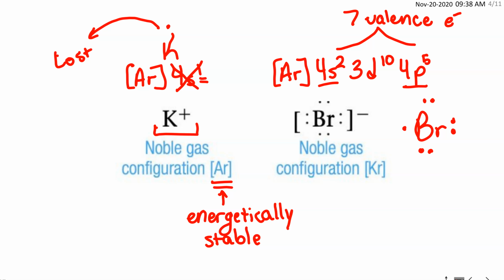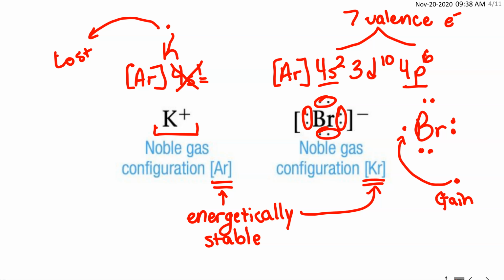Now bromine is the other way. Bromine is very close to looking like a noble gas. It's only one element away from a noble gas. So it's going to gain an electron from somewhere so that its new configuration ends in 4p6, which gives it a 1 negative charge. But now you'll notice it has 8 valence electrons, so it looks like the nearest noble gas, which is krypton, which is also energetically stable.